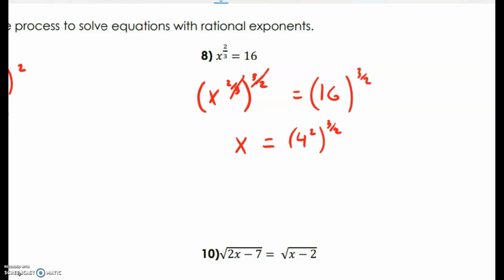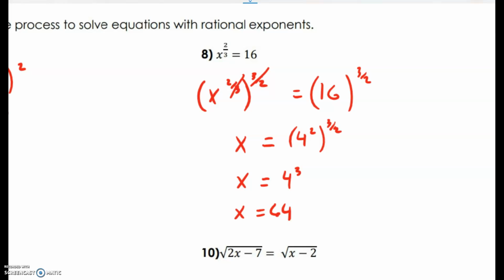And now when I look at it in this form, I can see I can multiply the 2 and the 3/2. And that's going to give me 3 times 2 is 6. 6 divided by 2 is 3. So this is just 4 to the power of 3, which is 64. Okay, so if you type this into your calculator, you should have got 64 if you wanted to check. All right, I'm going to plug it in just to make sure. 64 to the 2/3 on the calculator. 64 to the 2/3 power is 16. So I'm confident in my answer.